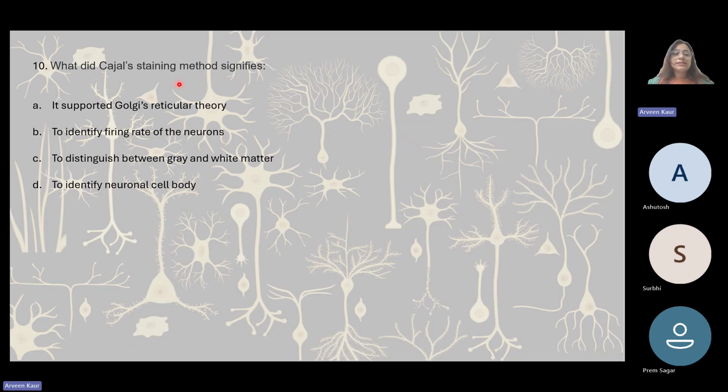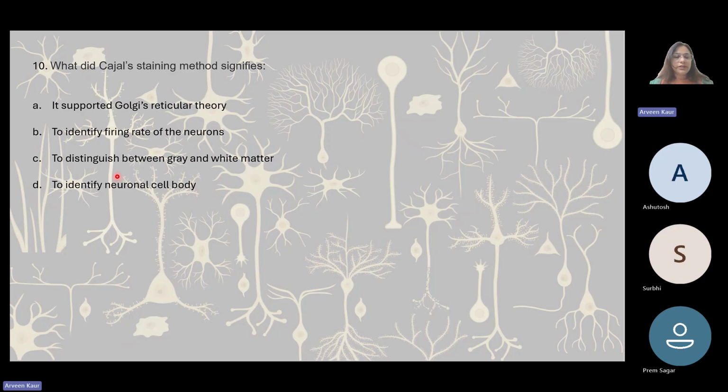What did Cajal's staining method signify? Did it support Golgi's reticular theory? We have already studied that it did not. You can read the other three options: to identify firing rate of neurons, to distinguish between gray matter and white matter, or to identify the neuronal cell body. The correct answer is to identify the neuronal cell body, because he did it in autopsy brain sections, not in an actual brain, in vivo or in a particular organism.